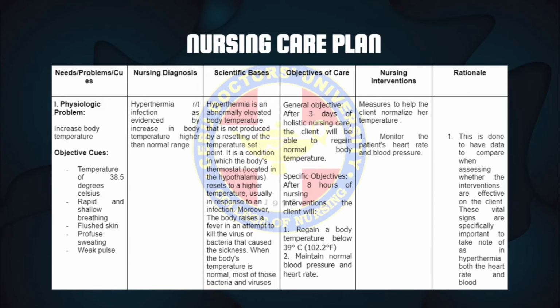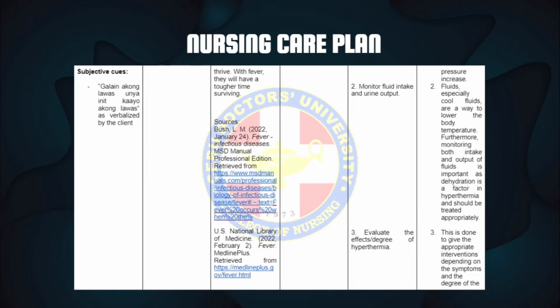For the rationale, this is done to have data to compare when assessing whether the interventions are effective on the client. These vital signs are specifically important to take note of, as in hyperthermia, both the heart rate and the blood pressure increase. Second, monitor fluid intake and urine output. Fluids, especially cool fluids, are a way to lower the body temperature. Furthermore, monitoring both intake and output of the fluids is important, as dehydration is a factor in hyperthermia and should be treated appropriately.